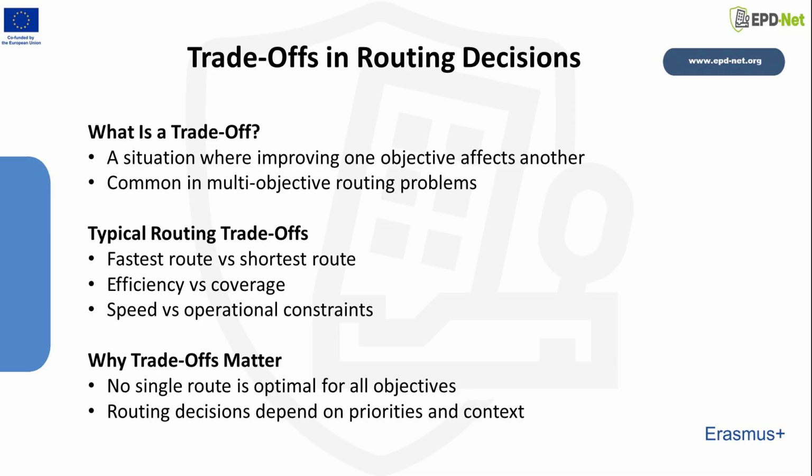A trade-off occurs when improving one optimization objective leads to a compromise in another. Trade-offs are a natural part of multi-objective routing problems and arise whenever multiple goals must be considered at the same time. One common example of a routing trade-off is the choice between the fastest route and the shortest route. A faster route may involve longer distance, while a shorter route may take more time due to road conditions or traffic. Similar trade-offs exist between operational efficiency and service coverage, or between speed and specific operational constraints.